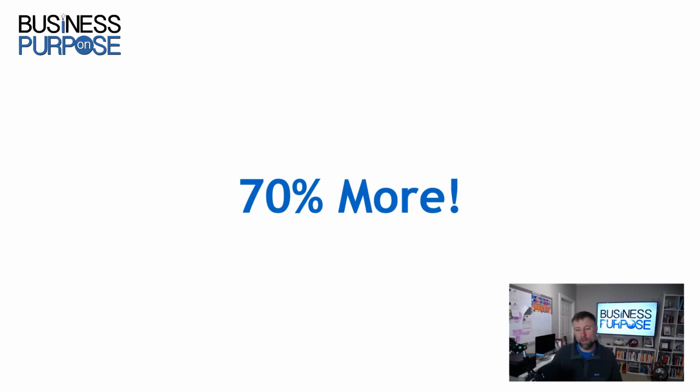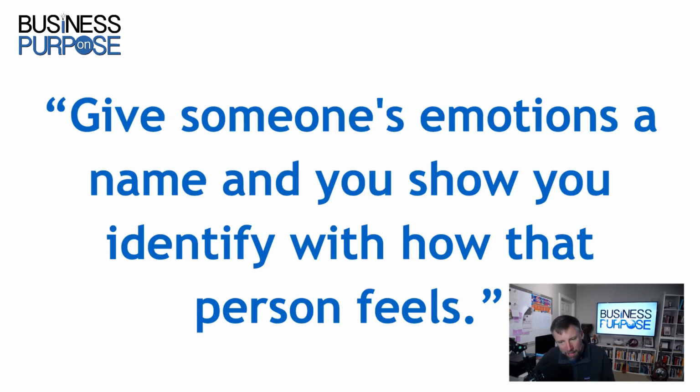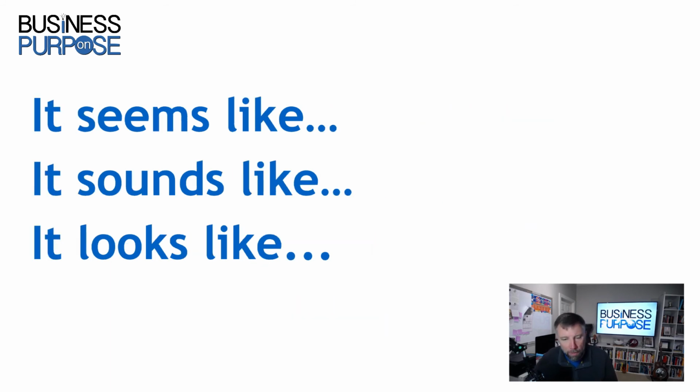Third tool of conflict resolution is the tool of labeling, allowing you to verify the emotions of another person. Voss says, give someone's emotion a name. You show you identify with how that person feels. Labeling connects you to a person much faster than traditional get-to-know-you methods. So Voss gives us 3 phrases that you can add to that tool in your tool belt: it seems like, it sounds like, it looks like. Hey, it seems like you're frustrated. It sounds like you're upset. It looks like you're bothered.